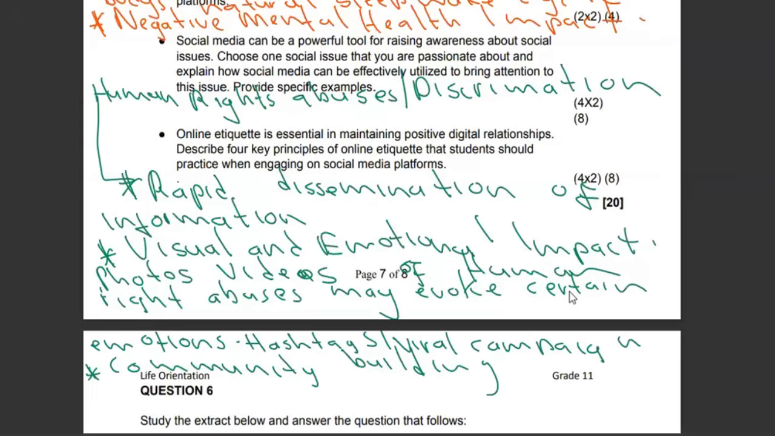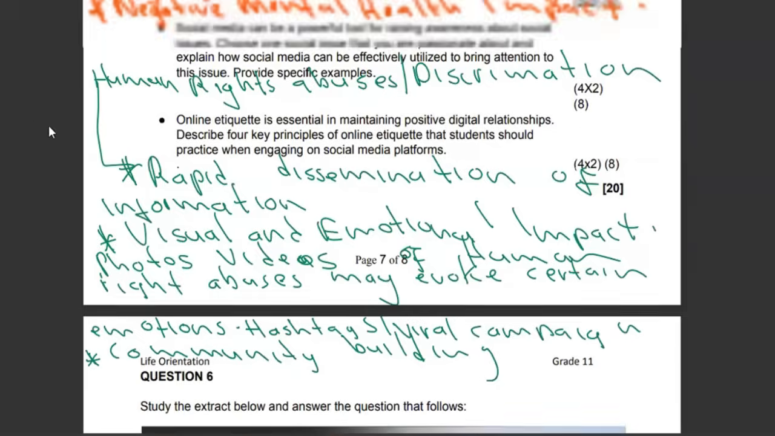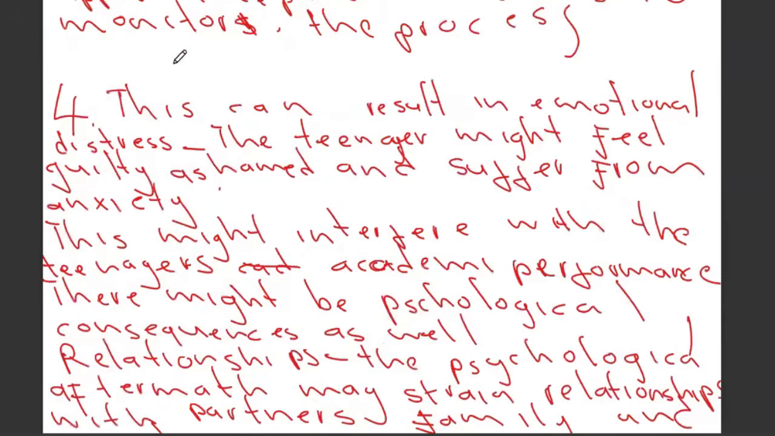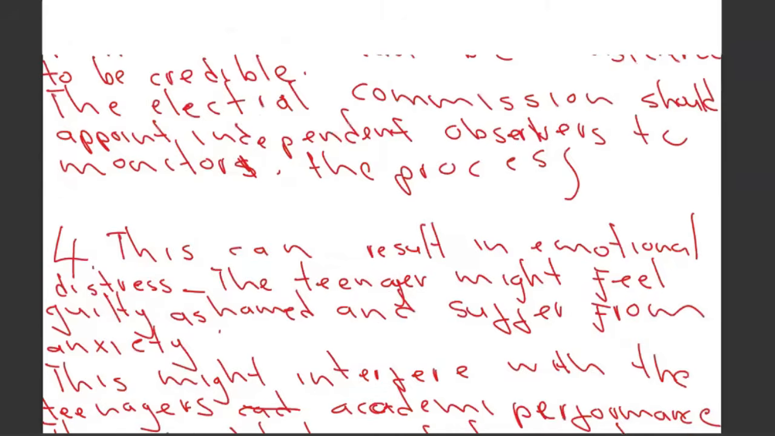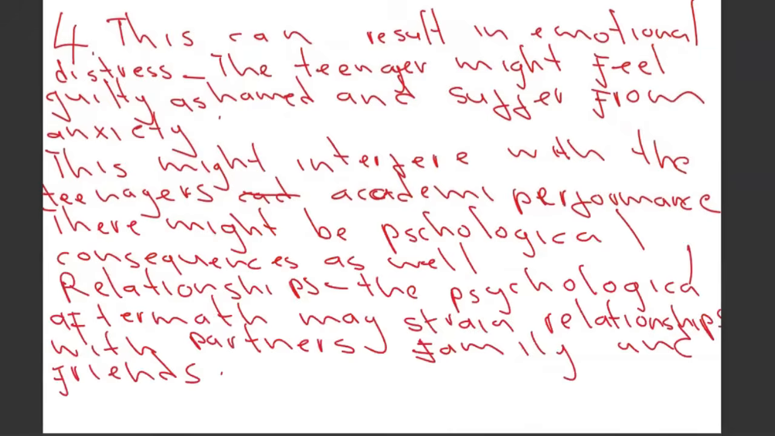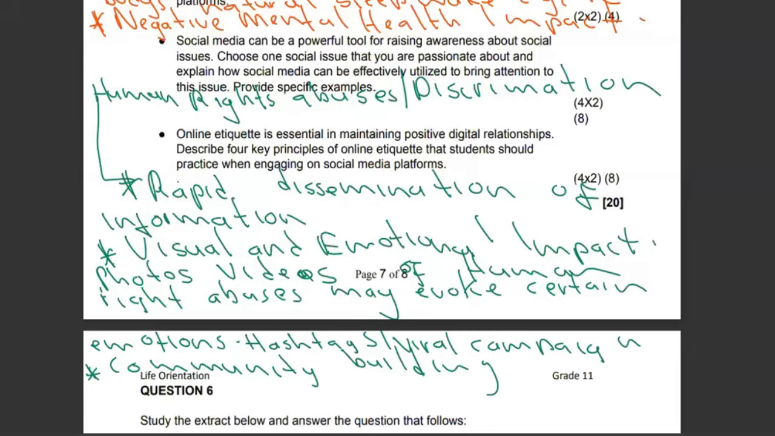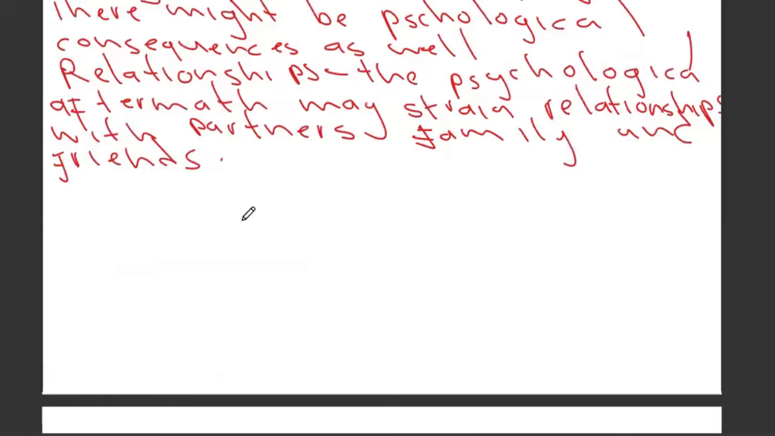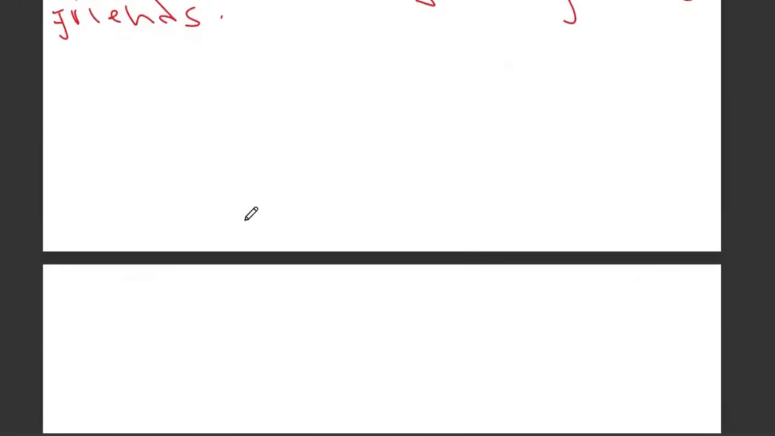All right, then the next question reads: critically discuss the principles of online etiquette that students should practice when engaging on social media platforms. So some of the things which we expect, especially students, to practice when engaging on social media platforms, I'll write them on a blank page. So let me draw your attention to the blank page. Okay, so this is question 5, the last bullet.